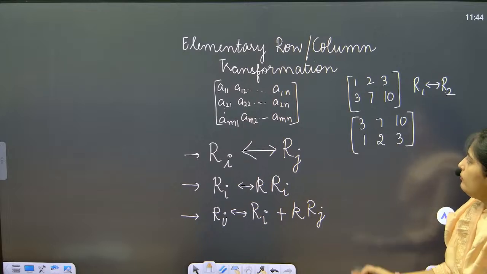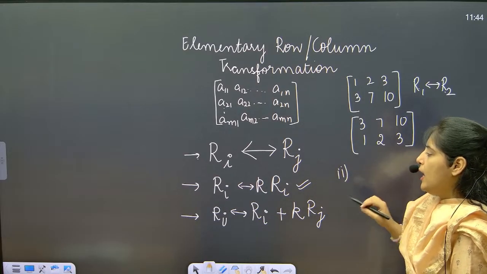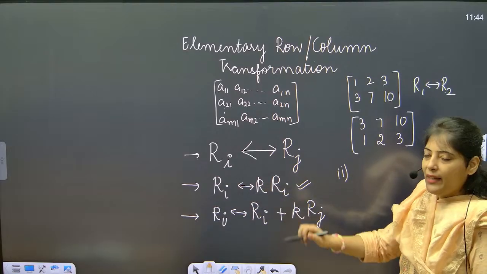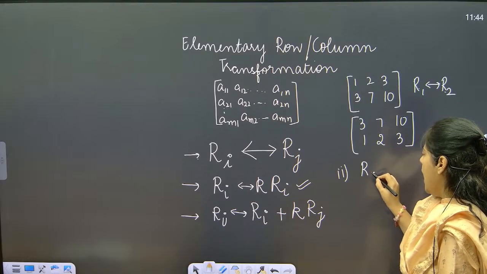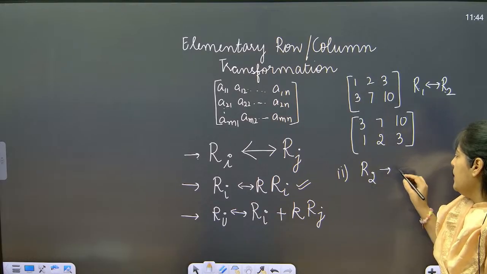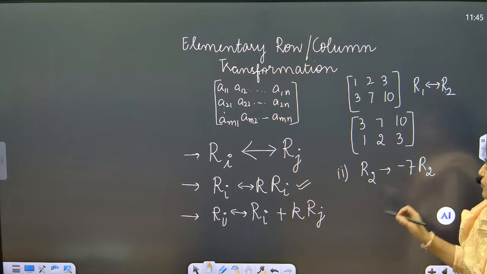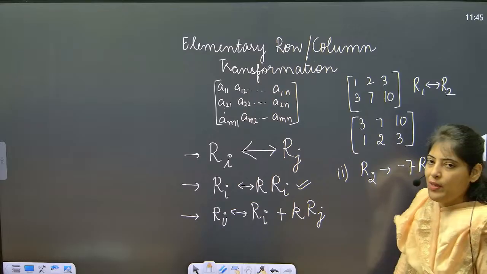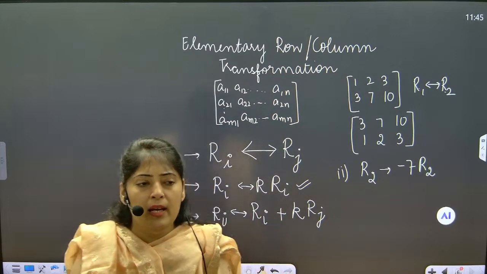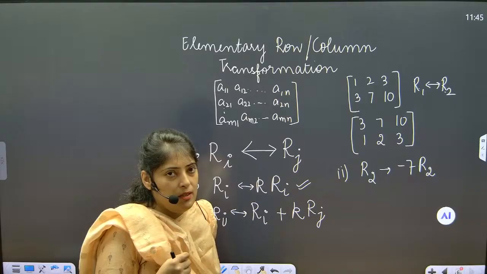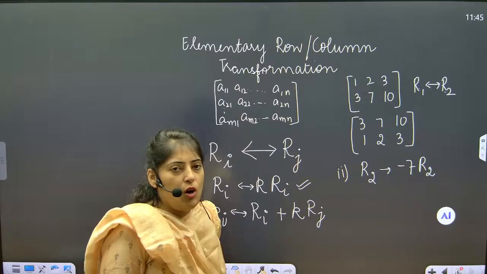Okay. Second operation, this is the second operation I am applying. Any row I can multiply with any constant also. Suppose I am applying this on R2, I am multiplying R2 with -7. Now why will these transformations happen, and how will we know with which number we have to multiply? One question is there, inverse. Whenever we have to find the inverse of any matrix, that time these concepts will be applicable.